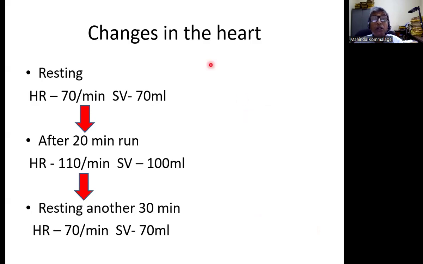But the requirement of this blood flow is not the same. It will change depending on the requirement and the situation. As an example, when somebody is resting, heart rate might be 70 and stroke volume can be 70. But if we start to run or do something, heart rate will increase, stroke volume will increase, because we need to provide more blood to the active muscle. At the same time, when we start to rest again, it will come back to the normal level.